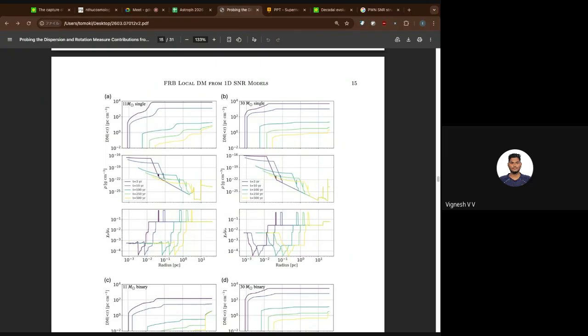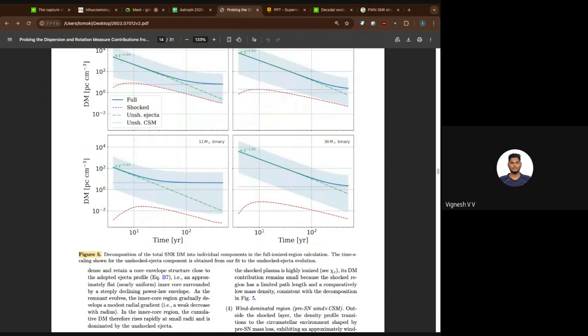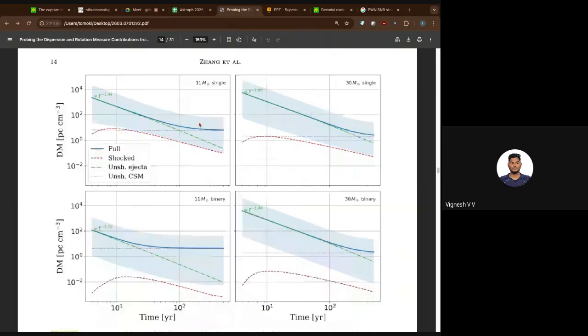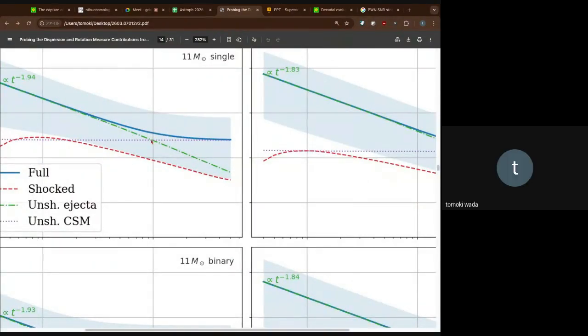The second question is in the same Figure 5. At the time scale of 100 years, on the top left panel, there is an excess of DM, the blue colored solid line, which is not fitted by the unshocked ejecta or unshocked CSM. Do you know the reason? You mean here? Yes. This is because this blue line is a summation of all of them. Oh. So this is maybe a factor of 2 also, I think. Oh, okay.